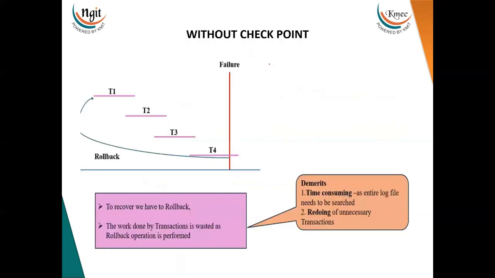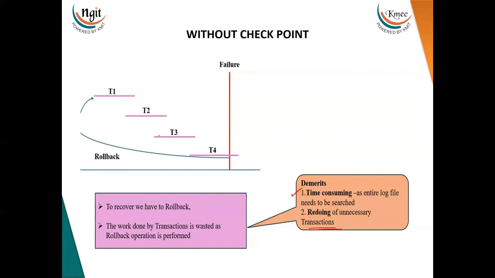Here, what happens without a checkpoint? Assume that there are a number of transactions concurrently executing with each other. In this diagram, I have shown only 4 transactions, but on a daily basis there are thousands and thousands of transactions that execute simultaneously. At some point, if a failure occurs with one transaction, then all the multiple transactions before that also have to be rolled back. So it is a time consuming process, and it also means redoing unnecessary transactions.